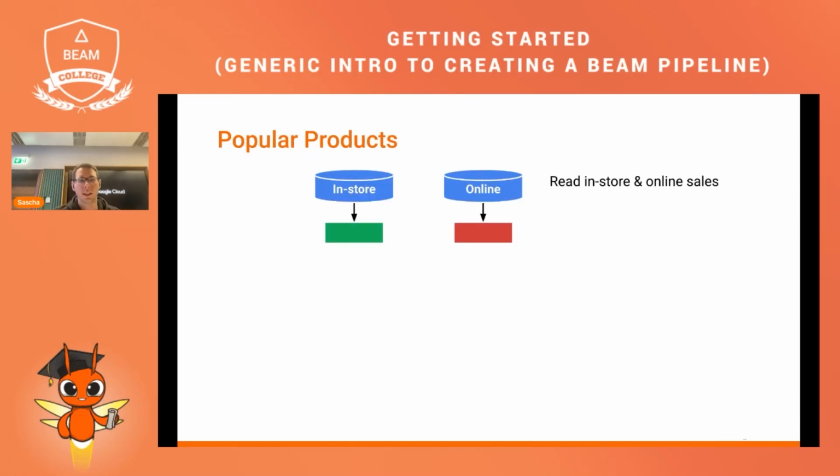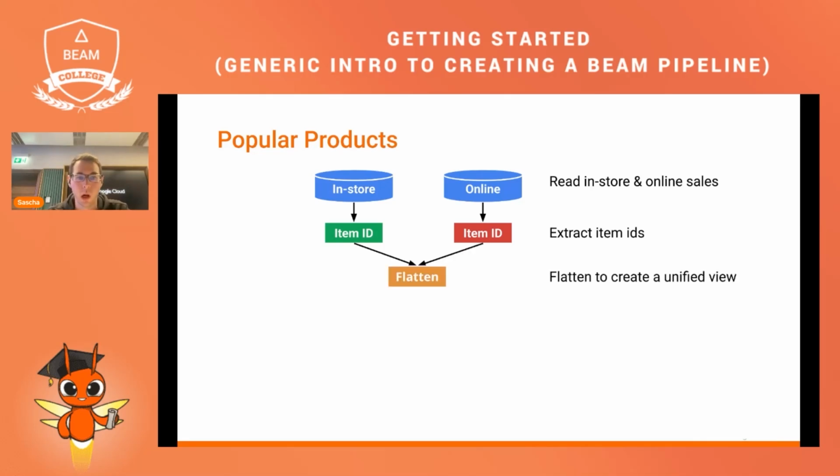We have 2 data sources, the in-store data and the online data. So we have to connect to wherever the data is and get all the elements of the data. Our goal is then to extract the item IDs, because we want to know what the products are. And ideally, if we know the quantities that have been sold, we extract them here as well. We then flatten the data and create a unified view of both systems, so all the data is in one place.